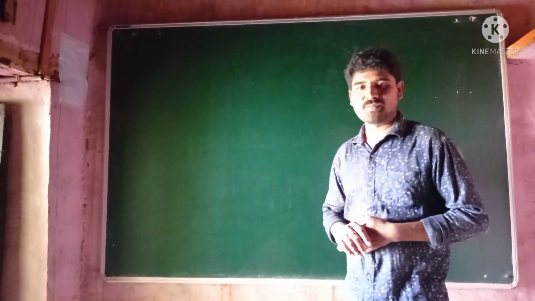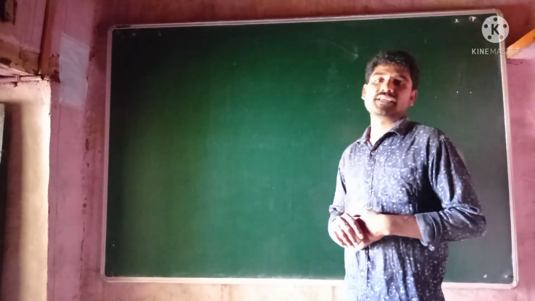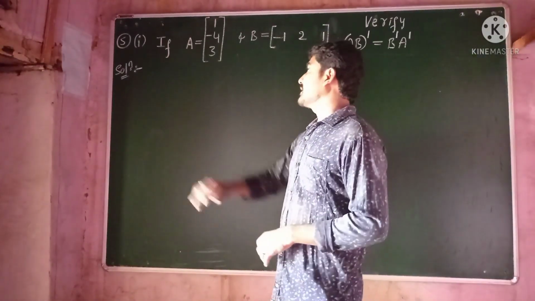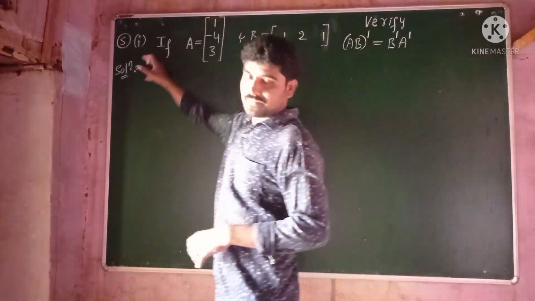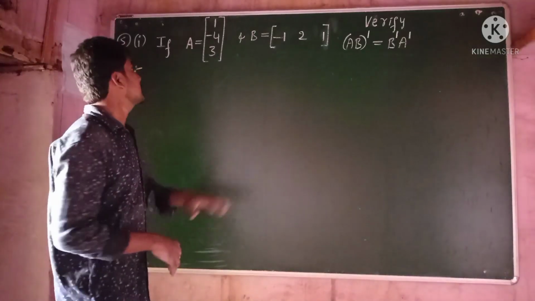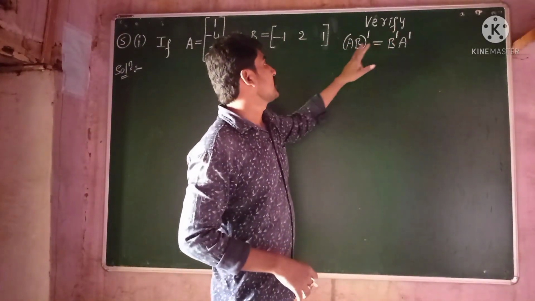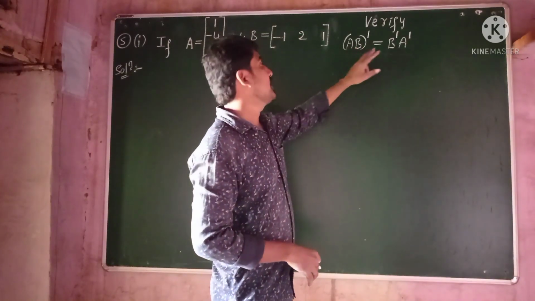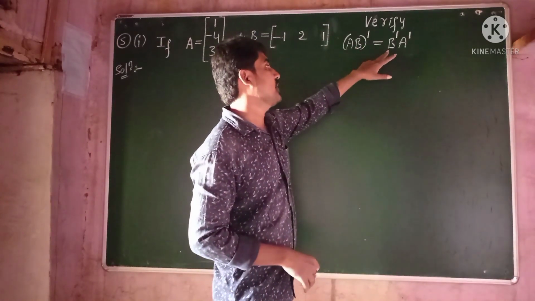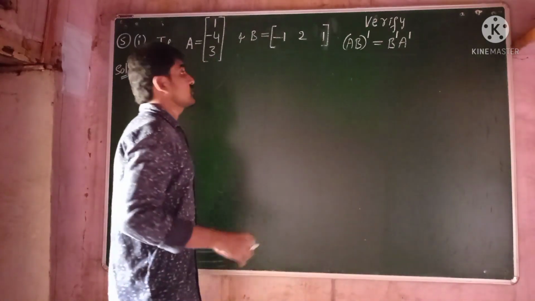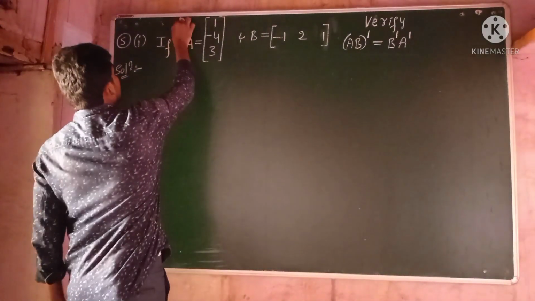Last class we completed up to question number 4 in exercise 3.3. Now the fifth question, in that the first one is, here he has given two matrices A and B, and we need to verify that transpose of the matrix AB is equal to transpose of the matrix B into transpose of the matrix A. So this question is important for 5 marks.